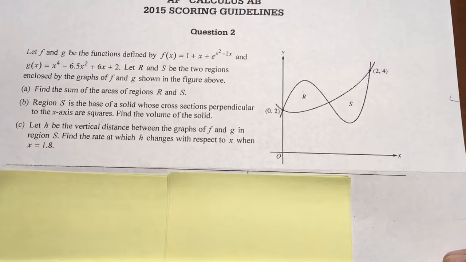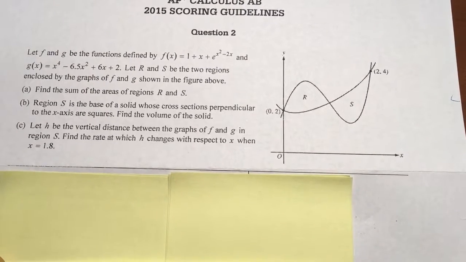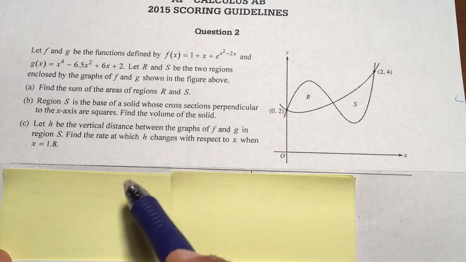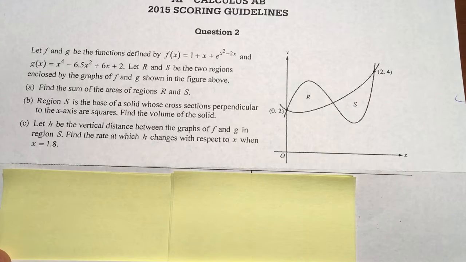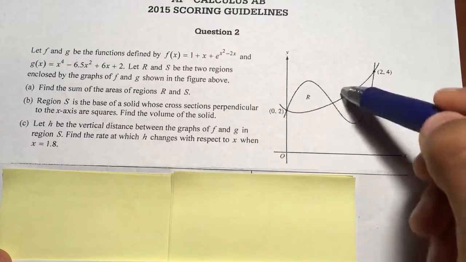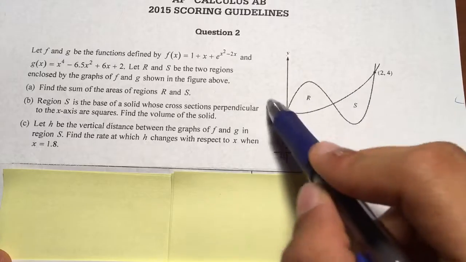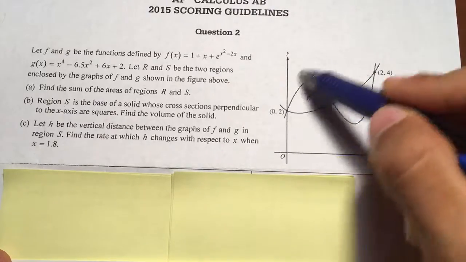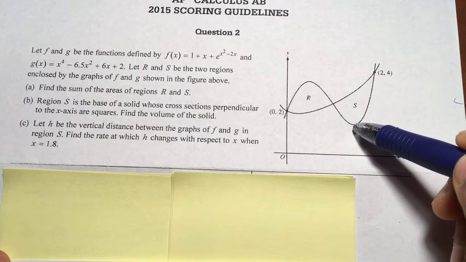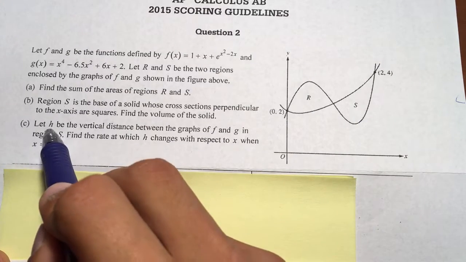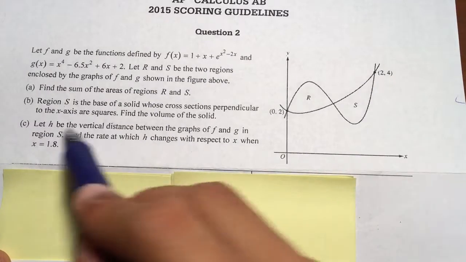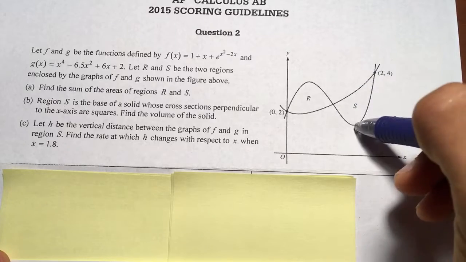Last question. This is pretty much very similar to related rates. They want the rate at which the vertical distance changes between f of x and g of x, this region S here. Because remember, this concave up curve is f of x, and this up and down one is g of x. So we have to start with, what is h equal to? If we want the rate of change of h, which is this distance, well, h is going to be top of the curve minus bottom of the curve.